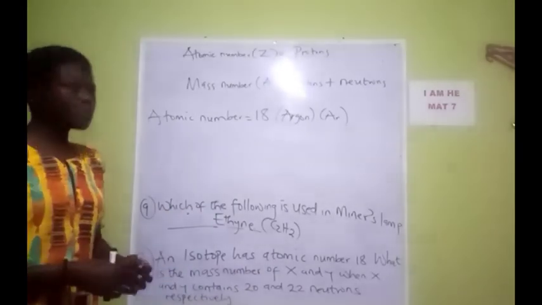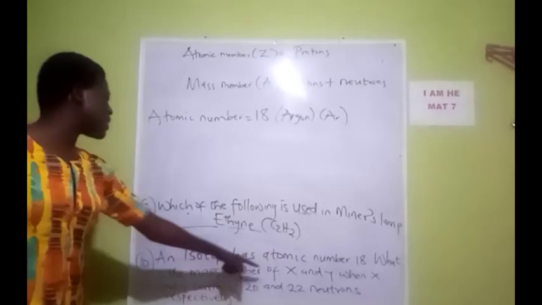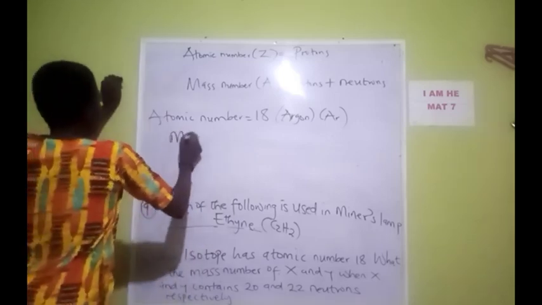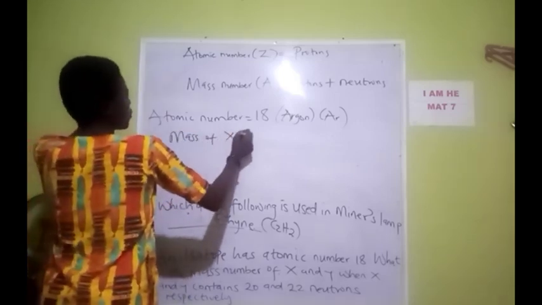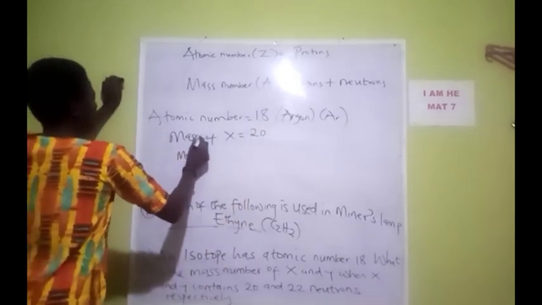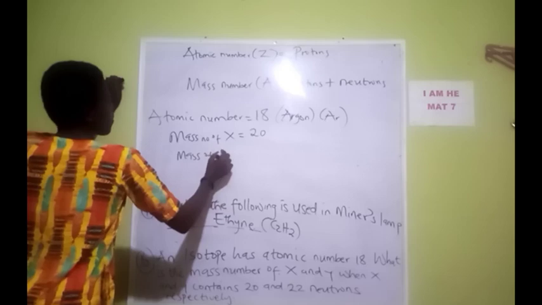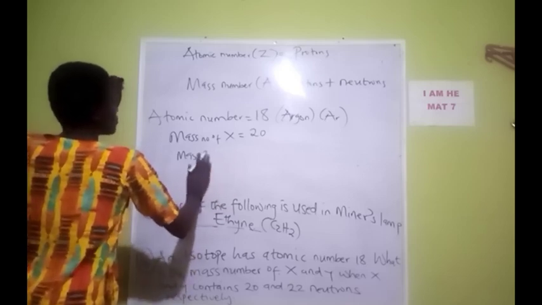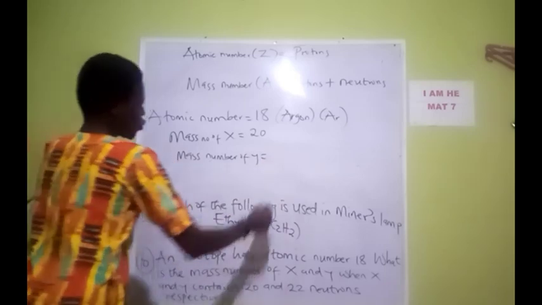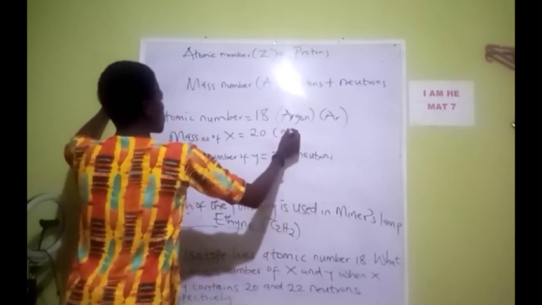Like I said, if you have the time to understand a particular question, you can solve it. It's very easy. So he said the mass number of X and Y contain 20 and 22 neutrons. So for X, the neutrons are 20. And for Y, let me use short form, the neutrons are 22. These are neutrons.